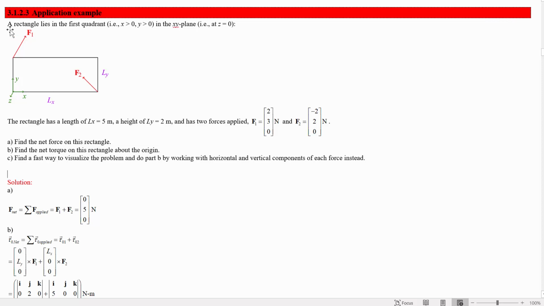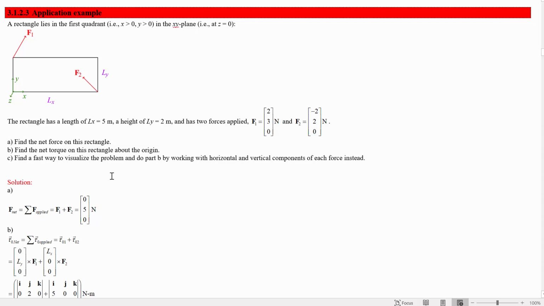Okay, an example. Suppose there's a rectangle that lies in the first quadrant, that is x and y are positive, in the xy plane at z is 0, and it has a length of 5 meters in x and 2 meters in y, and has two forces applied, given by F1 and F2, which are shown here roughly. Find the net force on this rectangle. Then find the net torque on the rectangle about the origin, and find a fast way to visualize the problem and do part B by working with horizontal and vertical components of each force instead of the more manual way.